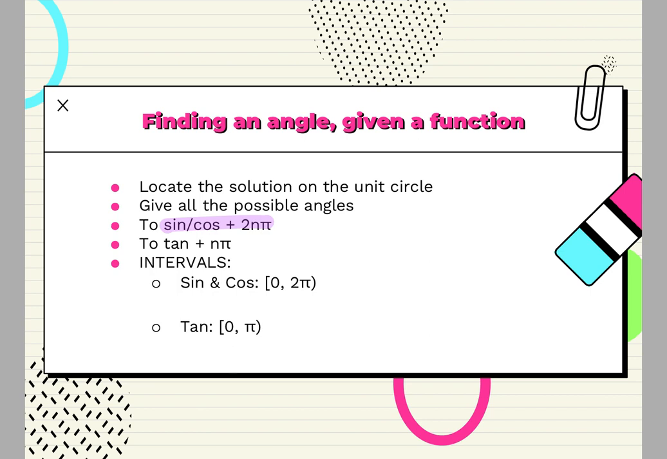And then there's two types of instructions on here. One, it says find on the interval from 0 to 2 pi. And for those, you literally use your entire natural unit circle, and you would give every time that answer occurs.